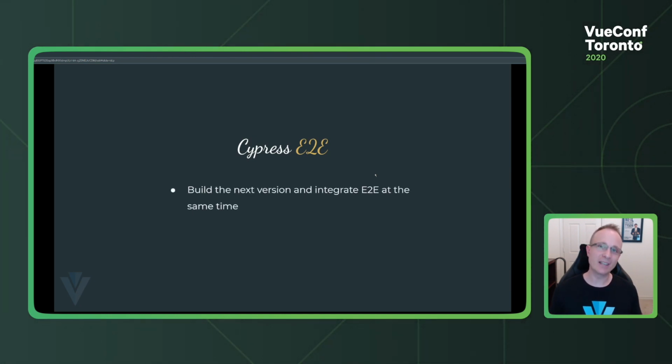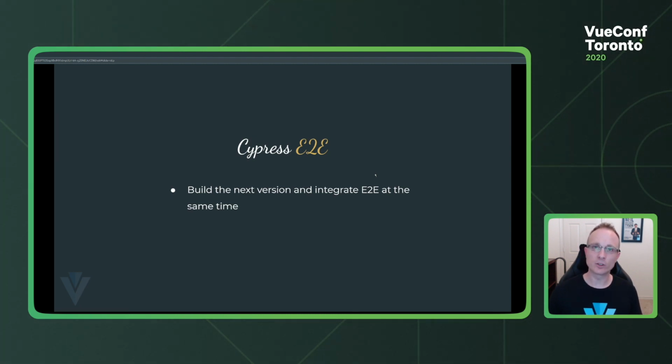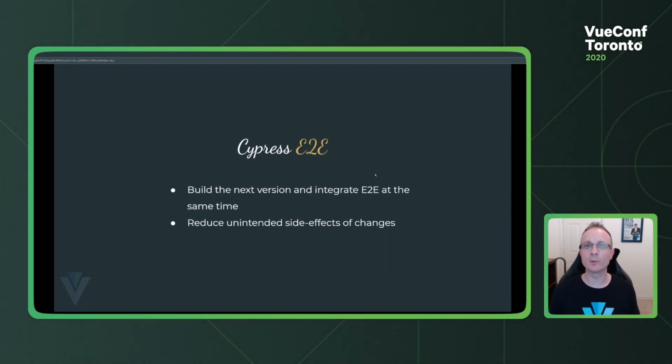So we are building the next version and integrating the E2E at the same time. We want to make sure that we are able to test not only the functionality but the visual continuity of the framework without having small regressions. The idea is that this is going to reduce side effects from changes. We do have regressions, everyone does. With as large a framework as we have become, it is often very difficult to 100% not cause a regression in some areas of the framework just because of how it was built.